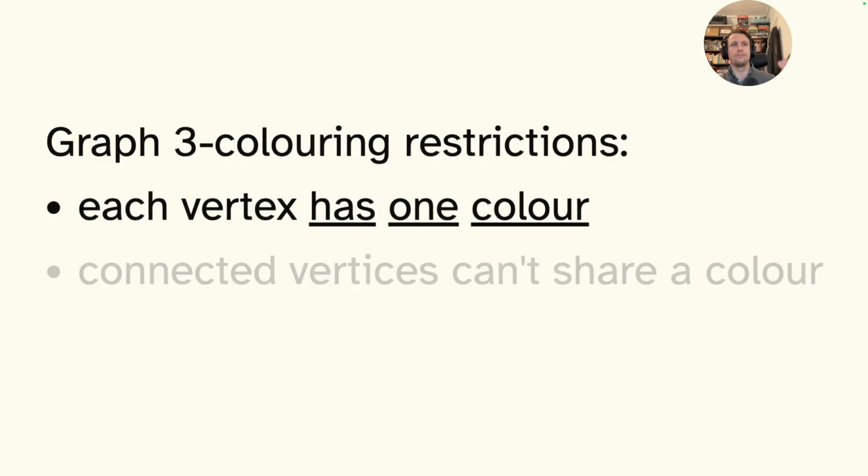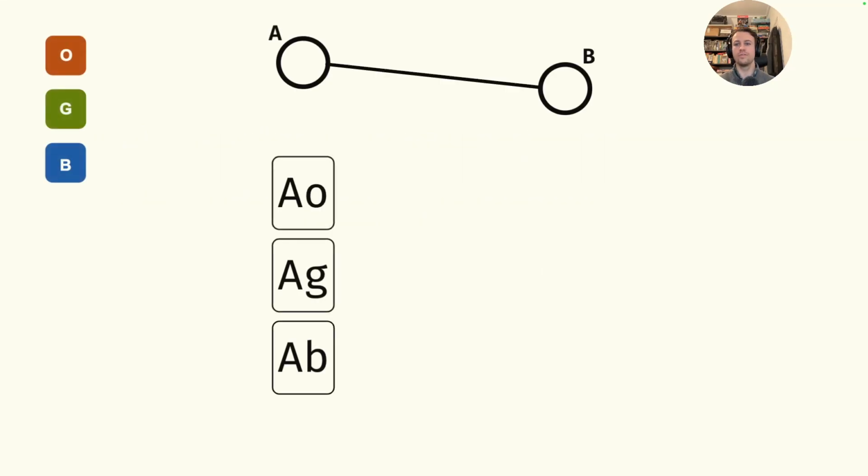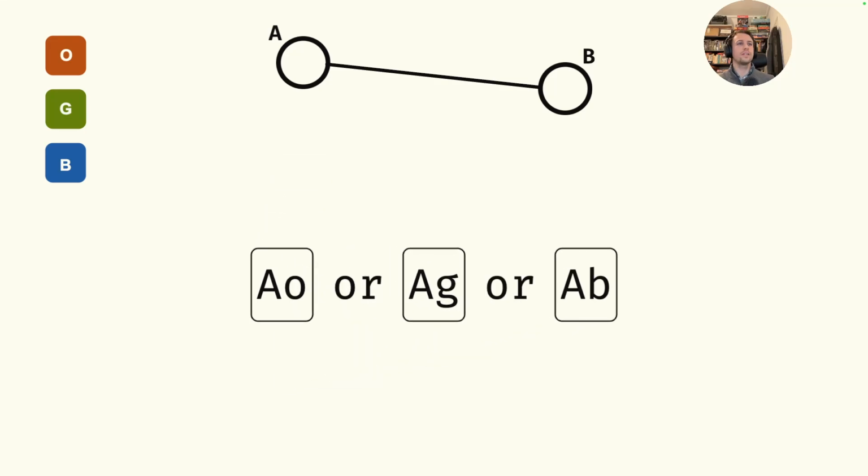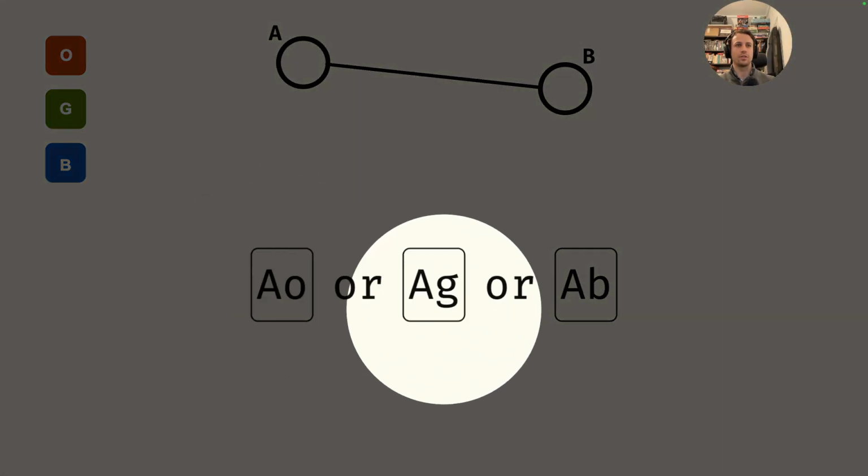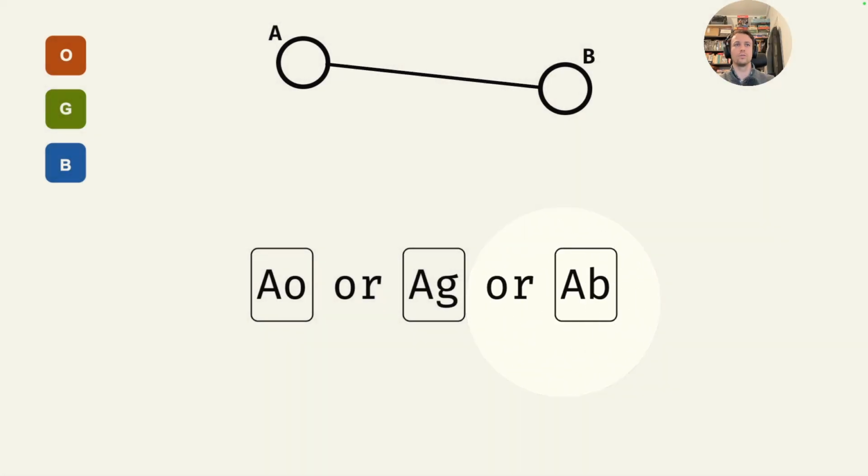But we were only halfway through the sentence. The restriction is each vertex has one color. So what we need to do is take our 3 variables for vertex A and put them together. If you write something like AO or AG or AB, then this Boolean expression, the whole thing together, is only true when the vertex A has a color. So this Boolean expression forces the vertex to be colored. Is it making sense?